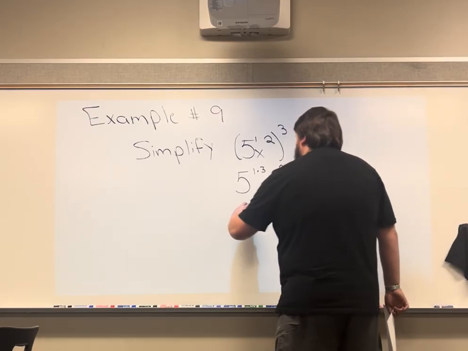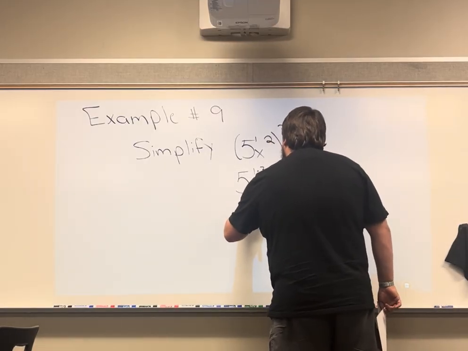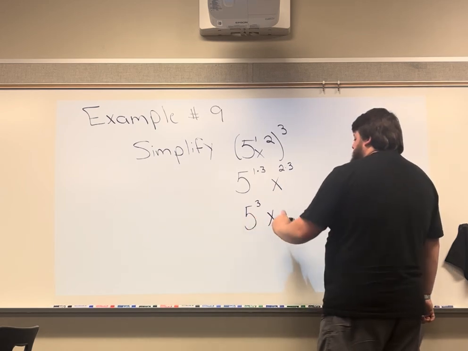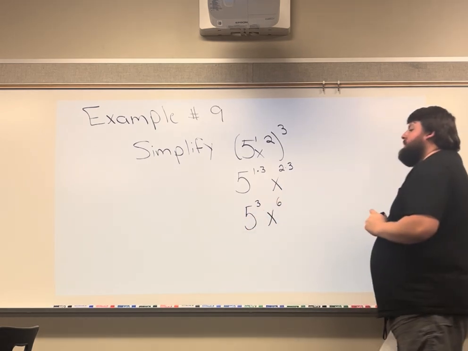1 times 3 gives me 3, so I have 5 to the third times x to the 2 times 3, which gives me x to the 6th.